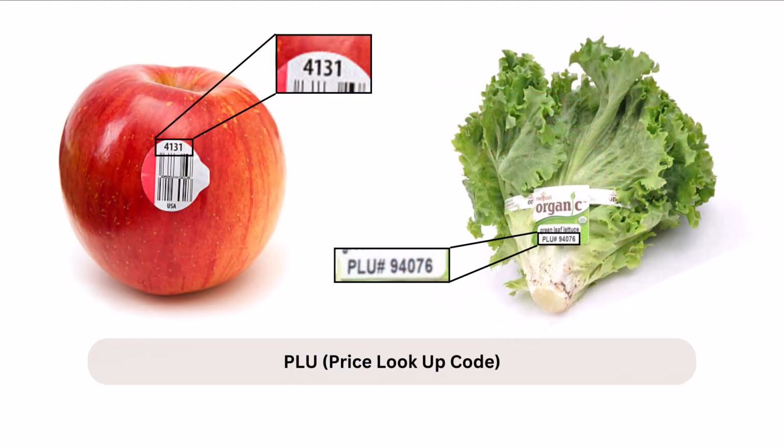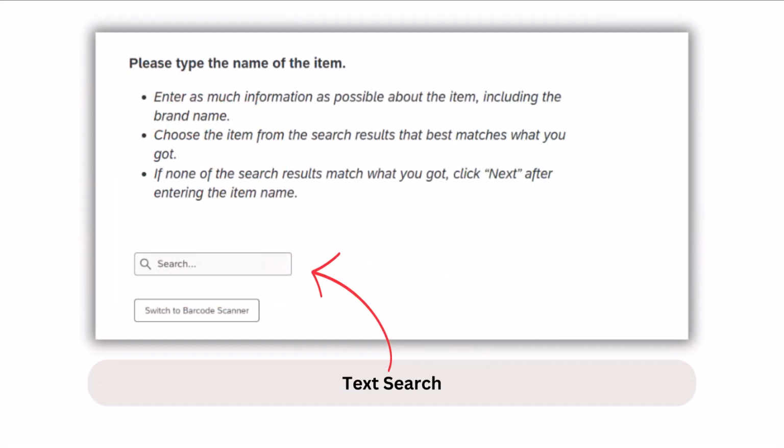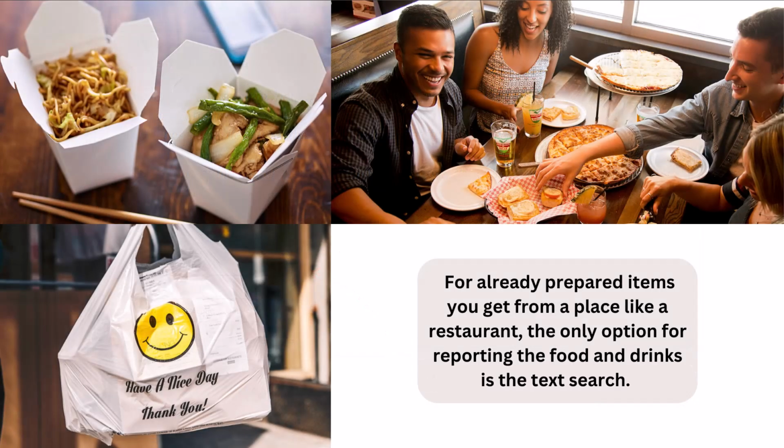The second option is entering the price lookup code, or PLU, for fresh fruits and vegetables. The third and final option is using the text search when the first two options are not available for the food or drink items. For already prepared items you get from a place like a restaurant, the only option for reporting the food and drinks is the text search.